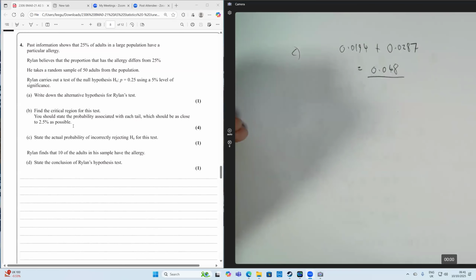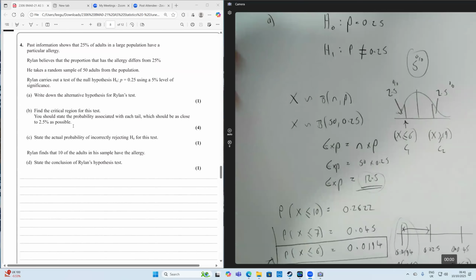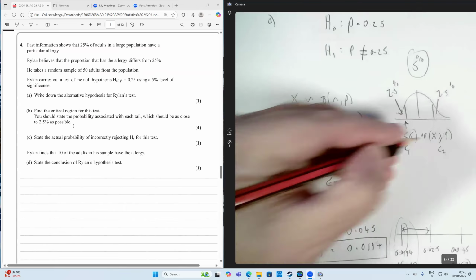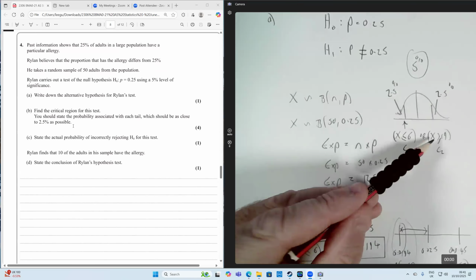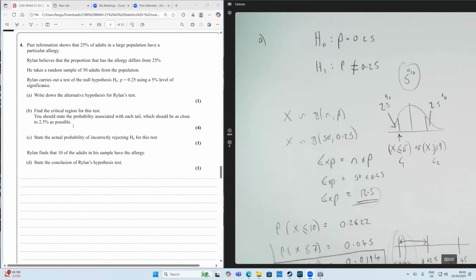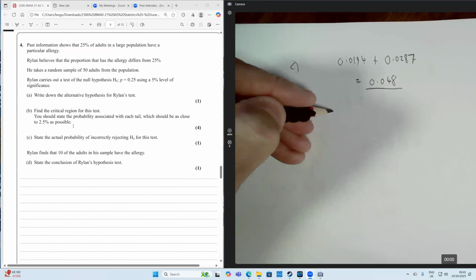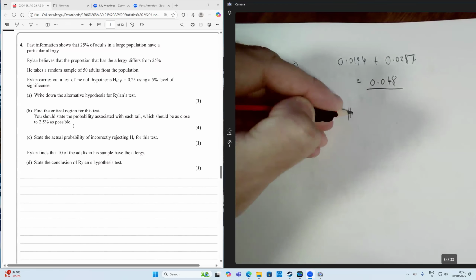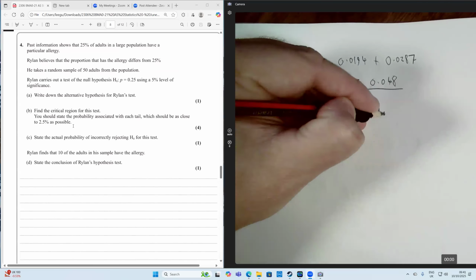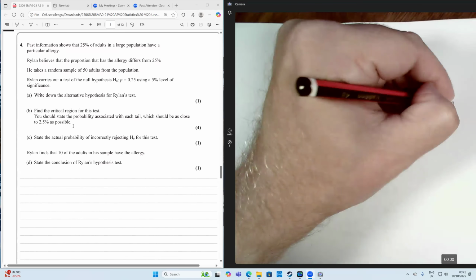And then finally, it says Ryland now finds that 10 of the adults in the sample have the allergy. State the conclusion. So 10, are we in the critical region? The critical region is x less than or equal to 6 or greater than or equal to 19. So we're not in the critical region. So we're going to say that there is insufficient evidence to reject H0.